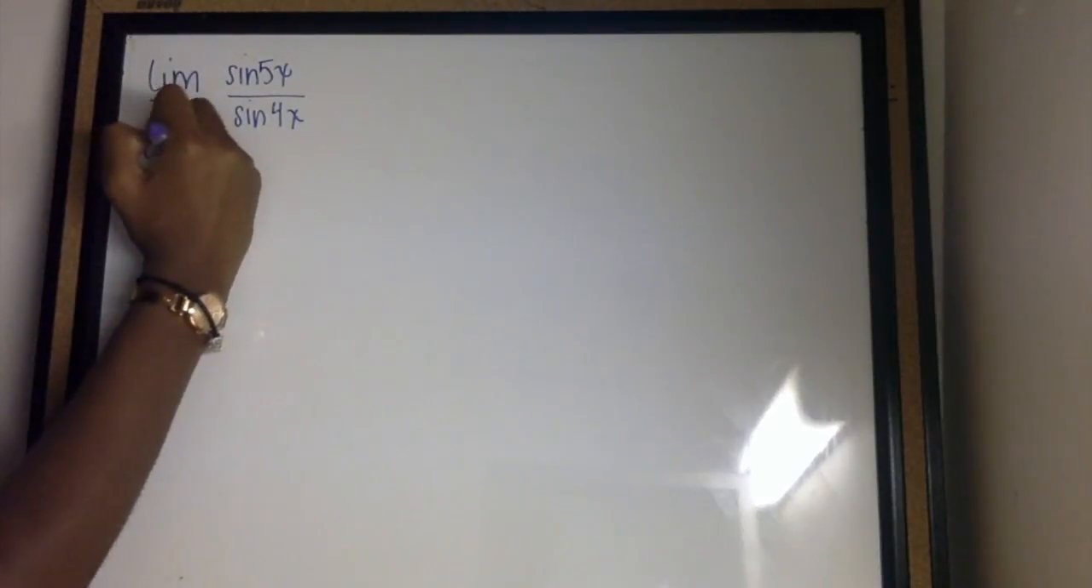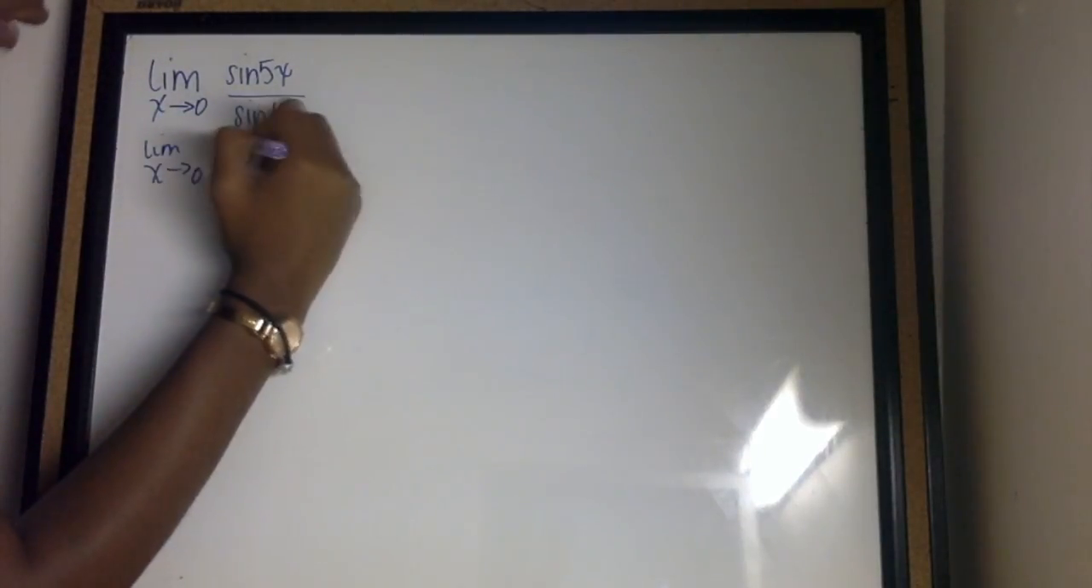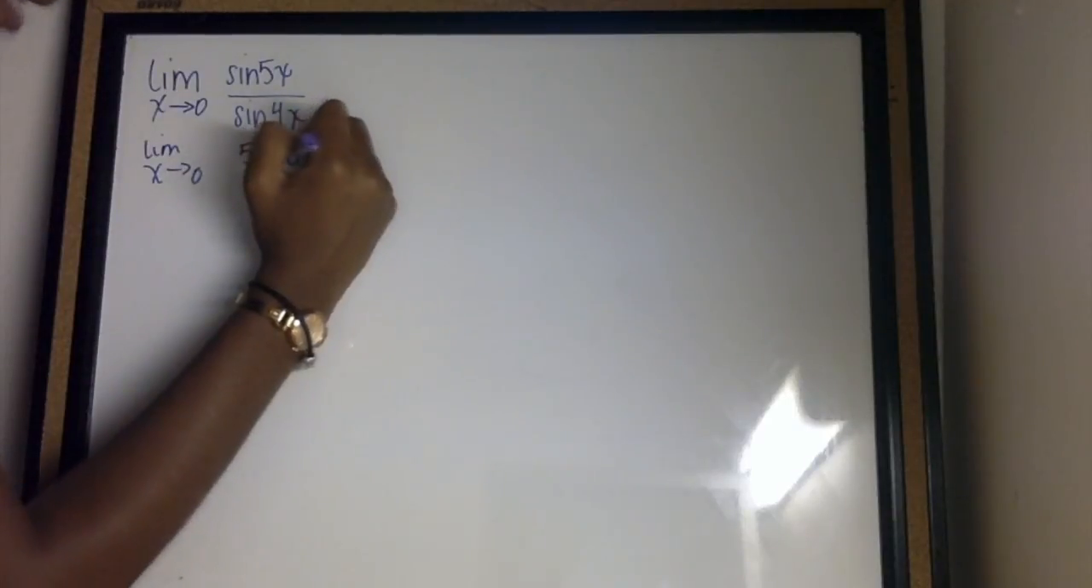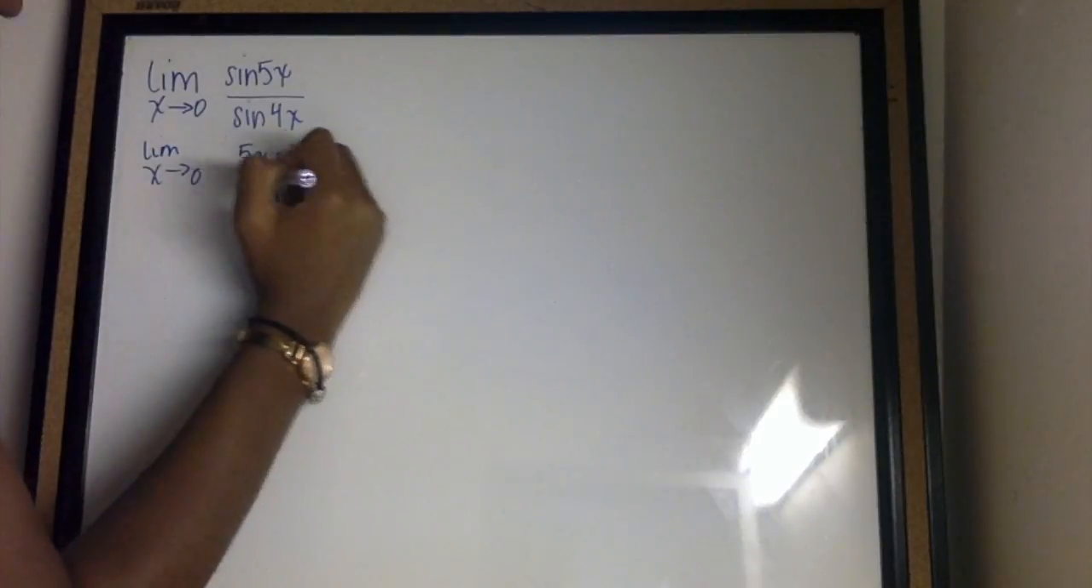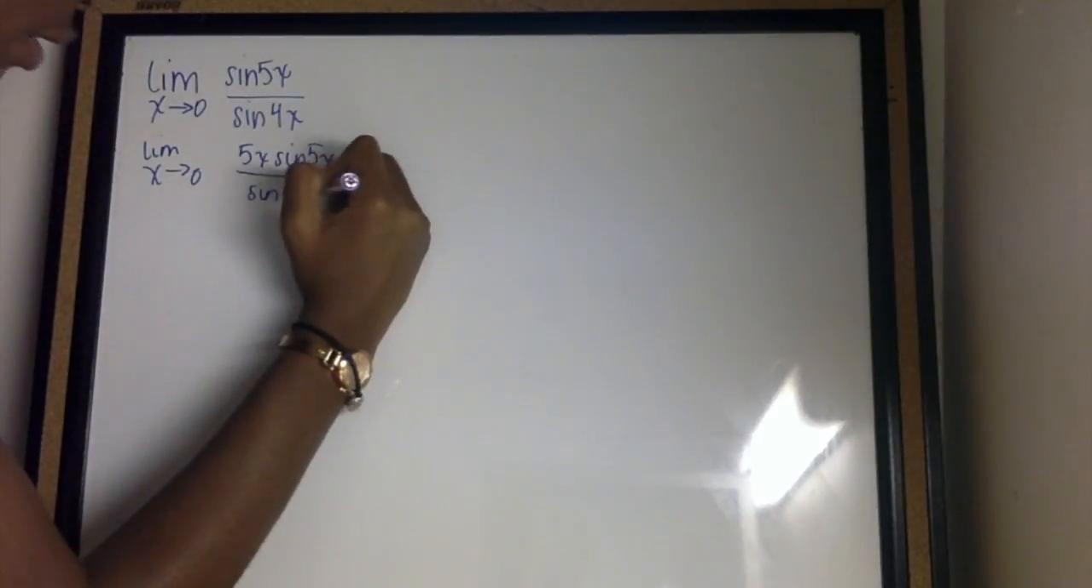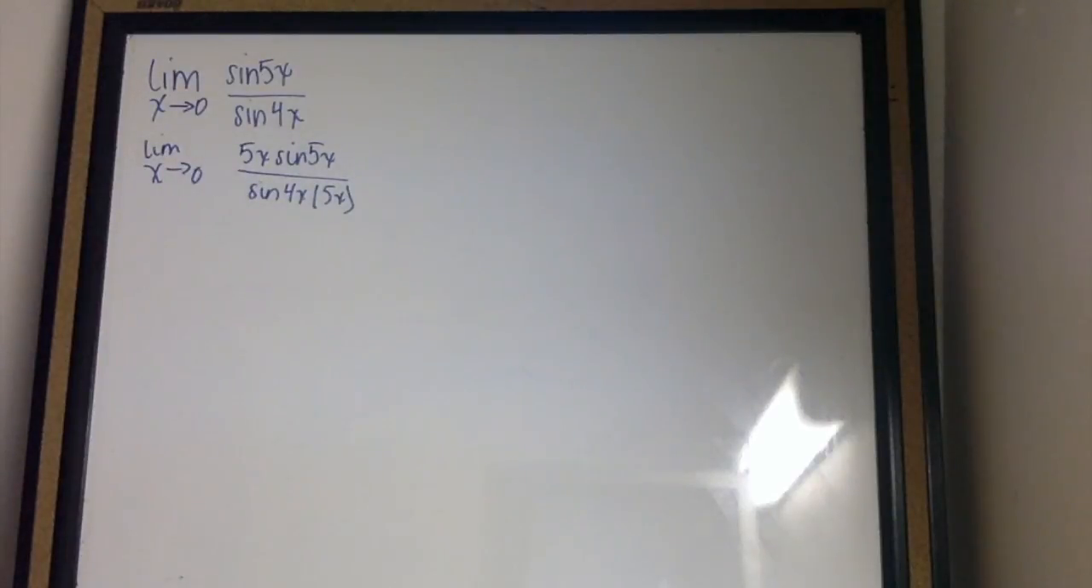Our first problem is to solve the limit as x approaches 0 of sine of 5x over the sine of 4x. So here our first step would be to multiply by 5x over 5x. Then we will have the limit as x approaches 0 of 5x times sine of 5x over sine of 4x times 5x.